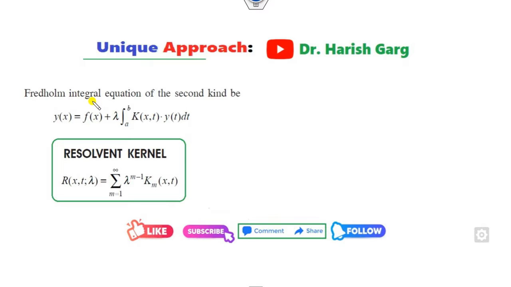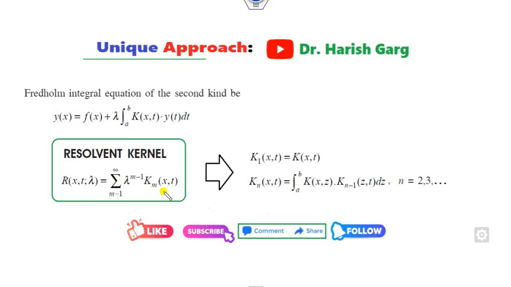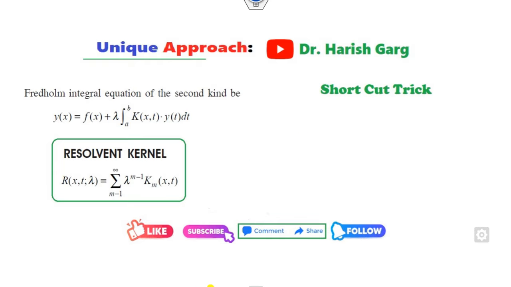For the resolvent kernel, you know the formula. Lambda is the coefficient of this integration, and K_m is called the iterative kernels, which you can find from here. That means K1 is the initial kernel, K2 is the integration of this, then K3, K4 and so on. That will take a lot of time, but how can you solve this question within 10 to 15 seconds? For that I will give you the shortcut tricks.